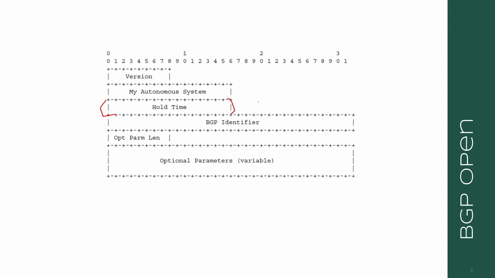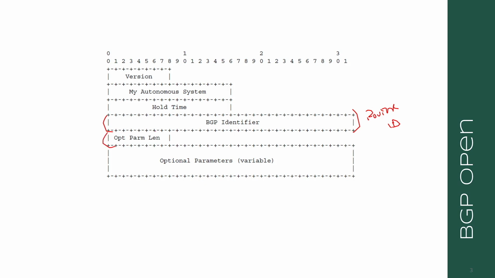The hold time is the amount of time that the BGP session can be kept open without receiving a keepalive. This is in seconds. Then I have a BGP identifier. This is my router ID, and it's formatted as an IPv4 address.